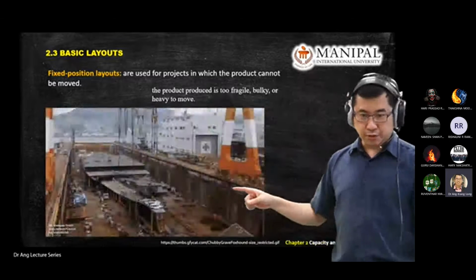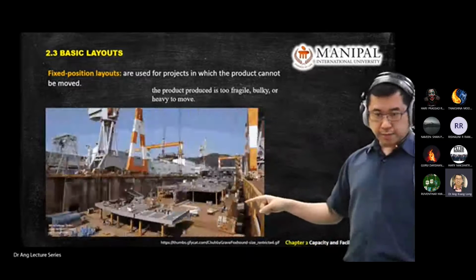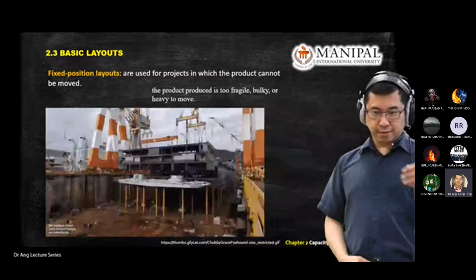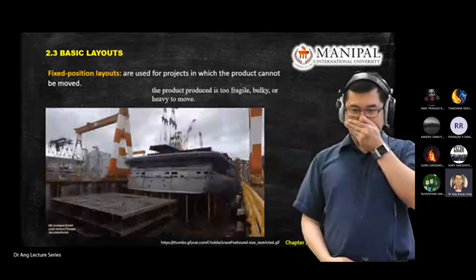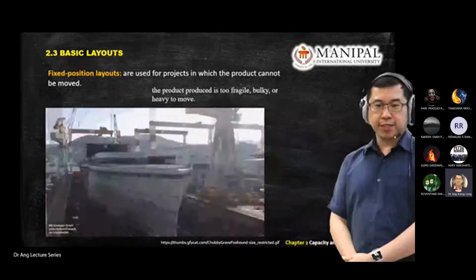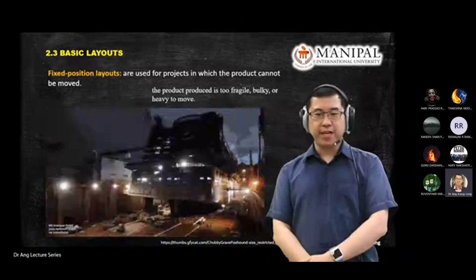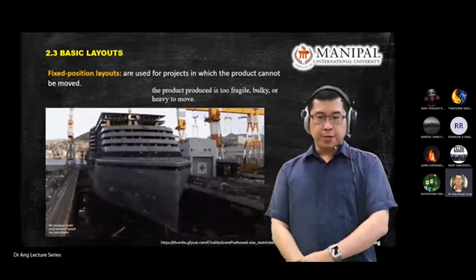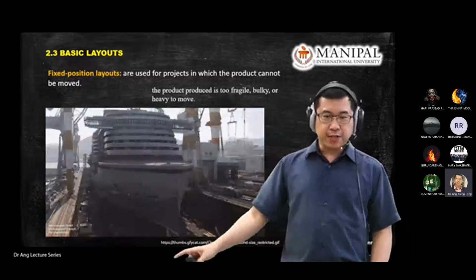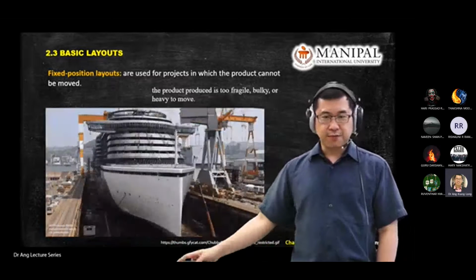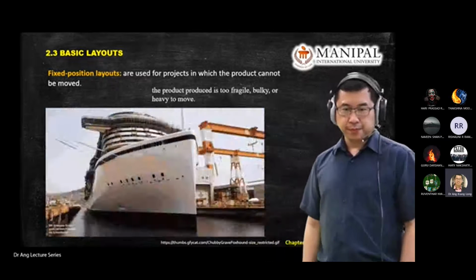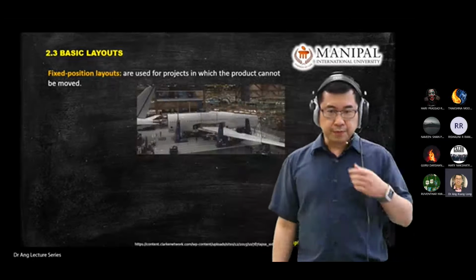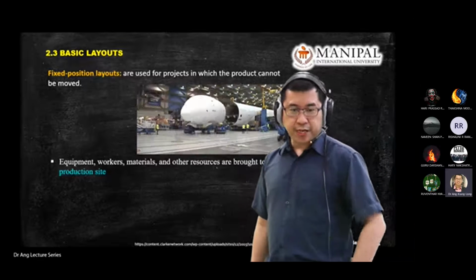So this is a ship construction. Fast forward. Photo, just in case you have never seen how people build a yacht or a ship before. You can see the product is in one fixed location. This is a fixed position layout. And then commission it. Okay, so let's talk about fixed position layout.